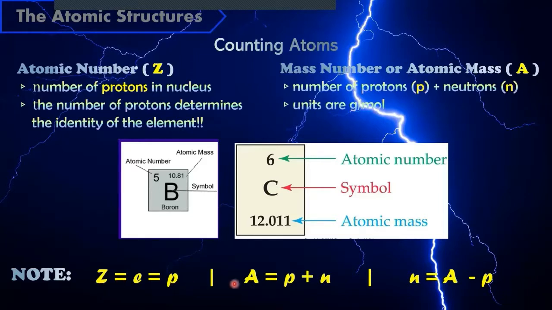Now, for us to get the value of atomic mass, simply get the sum of the number of protons and neutrons. If we are asked to get the number of neutrons, we can derive this formula. Just transpose the proton to the left side, because the neutron is the unknown, and don't forget to change the sign of proton, and that becomes negative P. So therefore, the formula would be N equals A minus P.